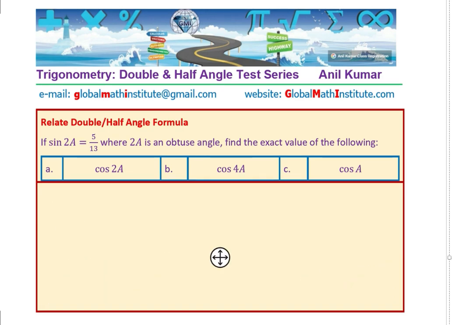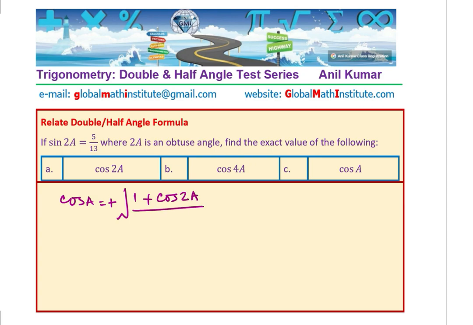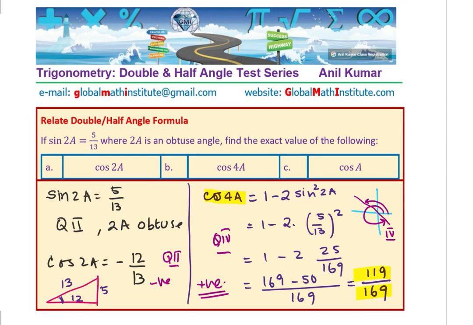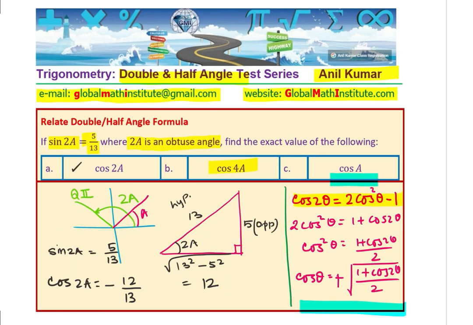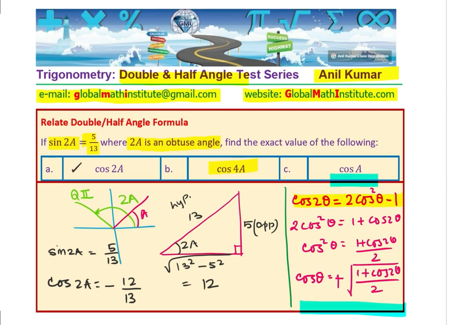Let's do the last part, which is how to find cos A. So cos A, we are using the half angle formula now. Square root of, we know it is positive since it will be in quadrant 1, 1 plus cos of 2a, right? Divide by 2. That's the formula, correct? We just derived. There you go. 1 plus cos 2 theta over 2, right?